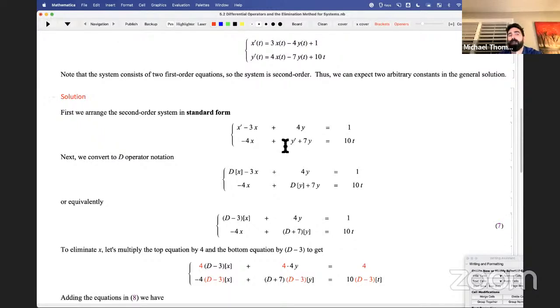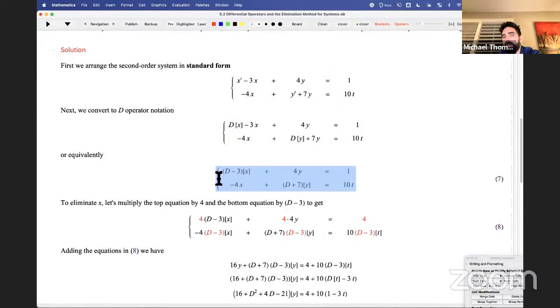And then we're going to convert to D operator or big D notation. So this X prime gets replaced with a DX, and this Y prime gets replaced with a DY. And then this part's important: these both have an X in common, so we'll factor that X out. And these both have a Y in common, so we'll factor that Y out. Now this is set up, and hopefully you can start to see the idea of what we're going to do. We're going to use elimination to kill one of the variables. You get to choose, but in this case, let's go ahead and eliminate X.